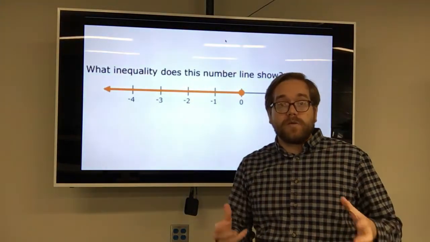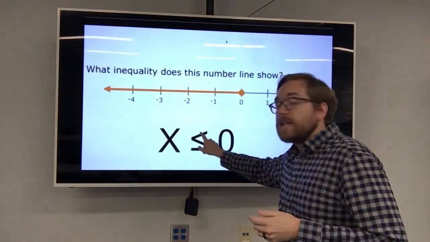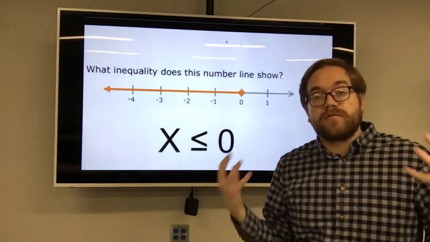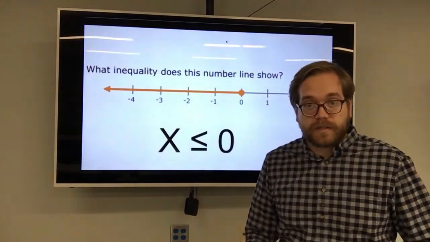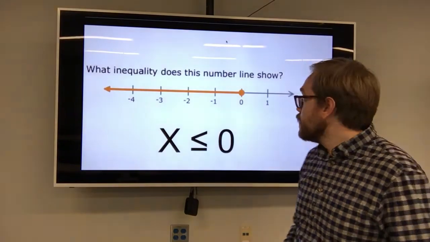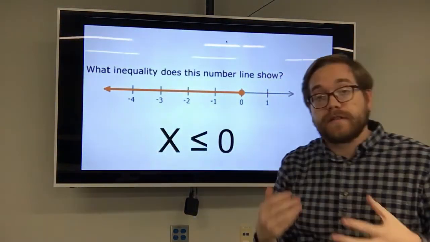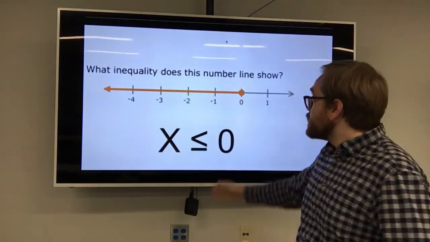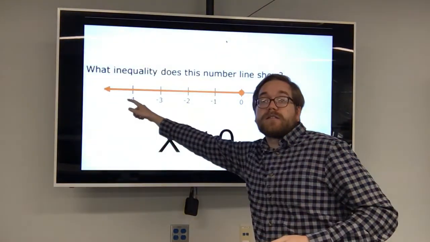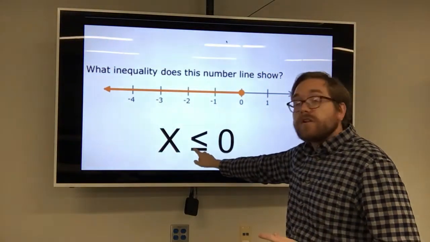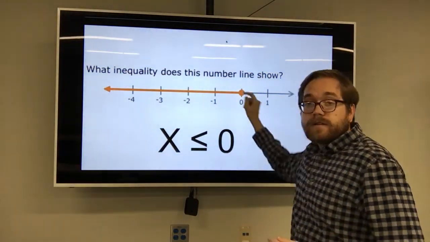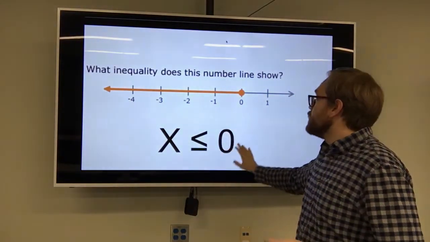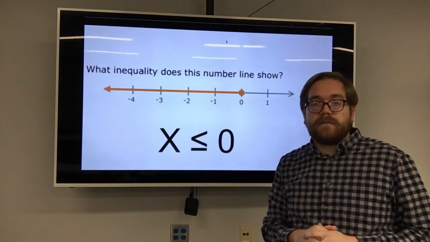So now what is our inequality going to look like? x is less than or equal to 0. Remember, our variable x is representing all of the numbers that fit into this inequality, which is everything that's less than or to the left of 0. I use the less than or equal to symbol because I'm talking about all of the numbers that are less than 0, but I say it's also equal to 0 because I saw this closed filled in dot. And I know that I'm referring to 0 because that's where I'm looking on my number line.